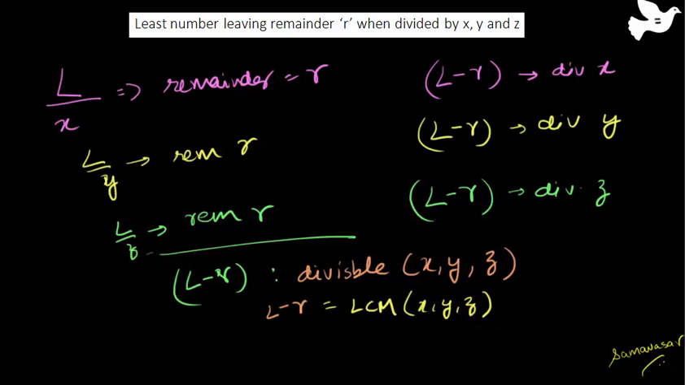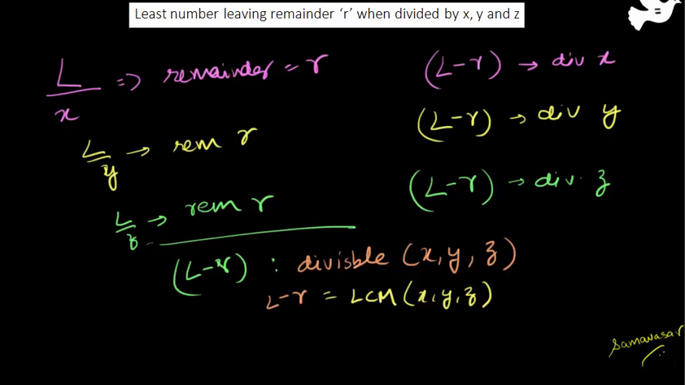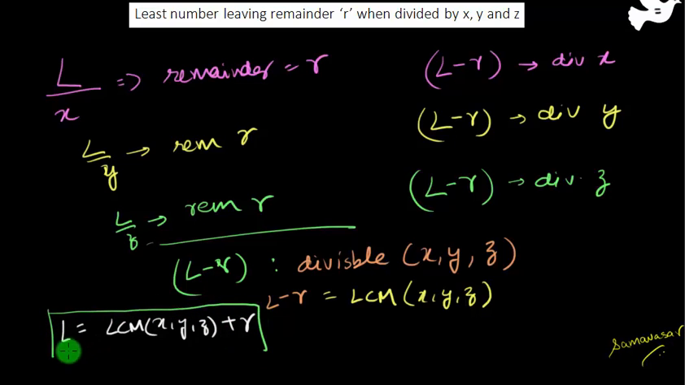So here is the formula that I get: L is going to be equal to LCM of x, y, and z plus r. So this is my formula. If I have to find out the least number leaving the remainder r when divided by x, y, and z, that is simply going to be LCM of x, y, and z plus this number r. But you know now how we have derived this.